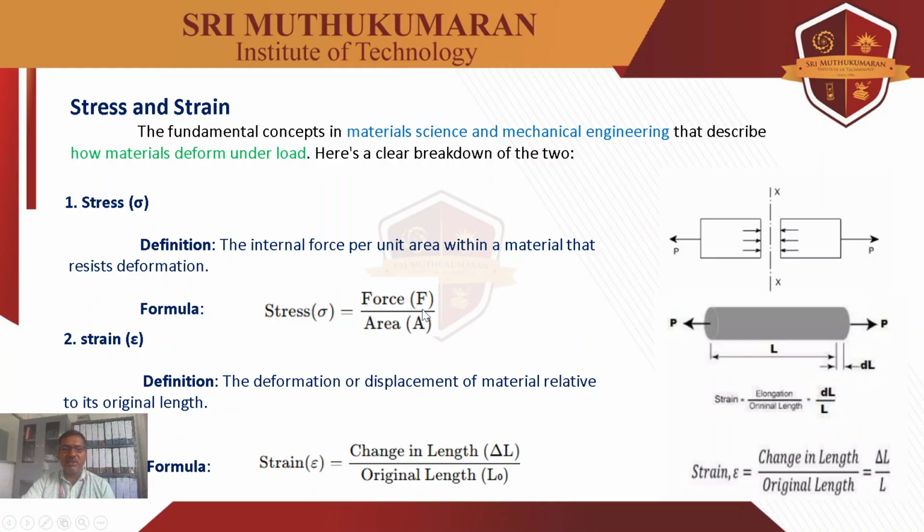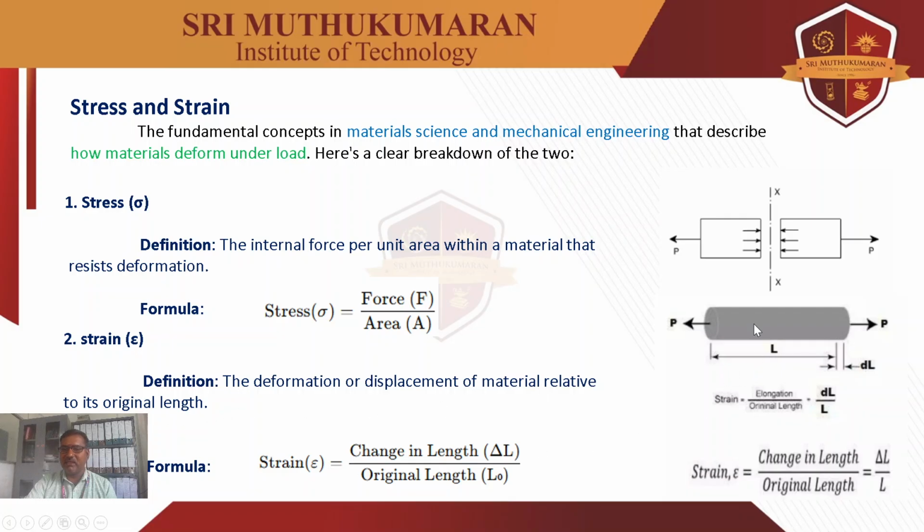Another one, the strain. What is the strain? The ratio of the change in the configuration, like shape, length, volume, to the original configuration of this body is called the strain. It is the amount of deformation experienced by the body in the direction of the force applied, relative to the original proportion of this body. It is the deformation or displacement of material relative to the original length.